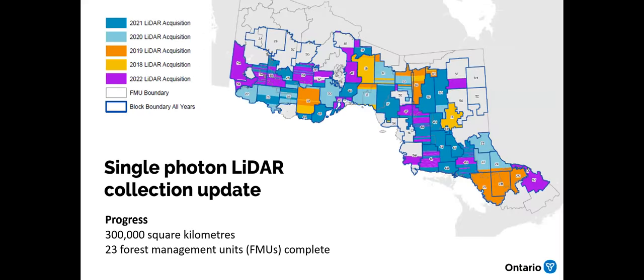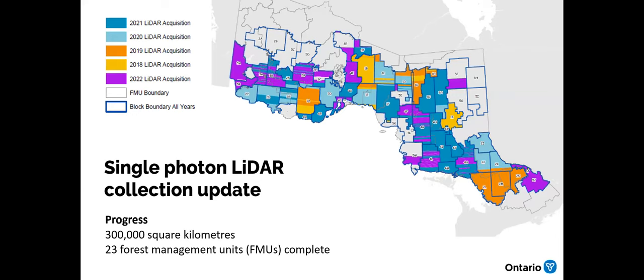So in terms of acquisition, we're rolling into year 5 of acquisition. We're sitting at about 300,000 square kilometers of data. So we're sitting somewhere in the ballpark of about 1.5 million tiles of LiDAR information in terms of classified products and derivative products that have come in.